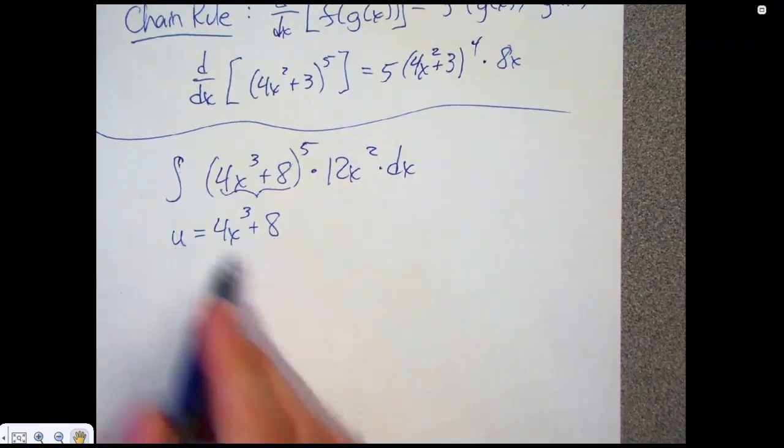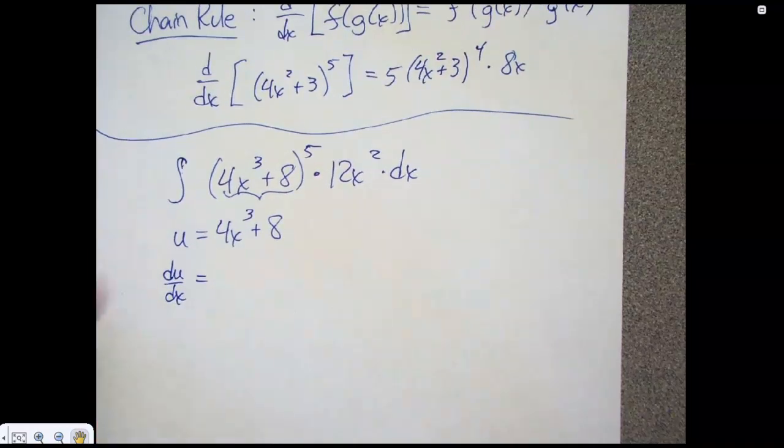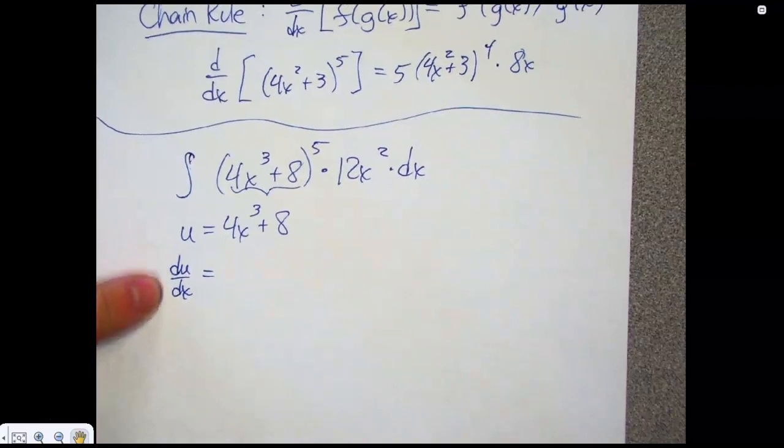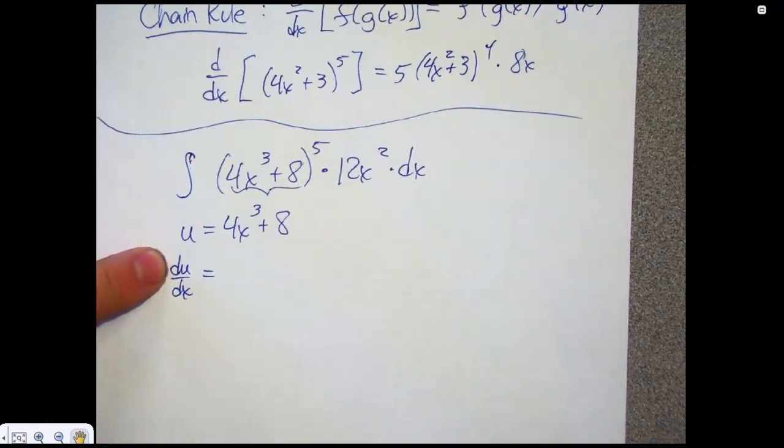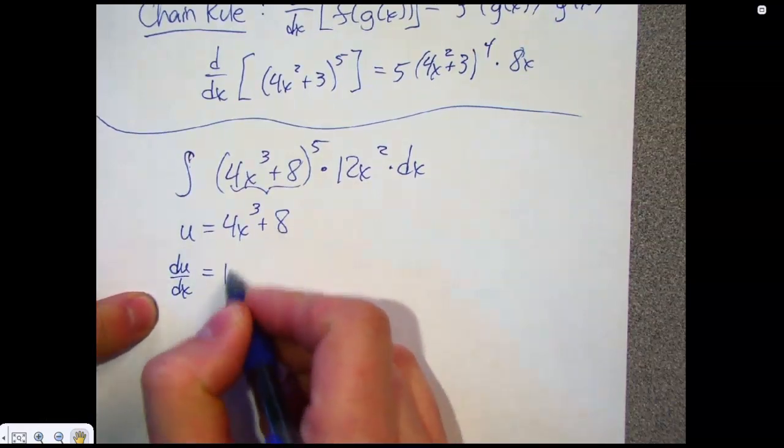So from here, I'm going to go, okay, the derivative of u with respect to x, so du over dx. This is like dy dx, but we don't have y, we have u, so it's du dx, is 12x squared.